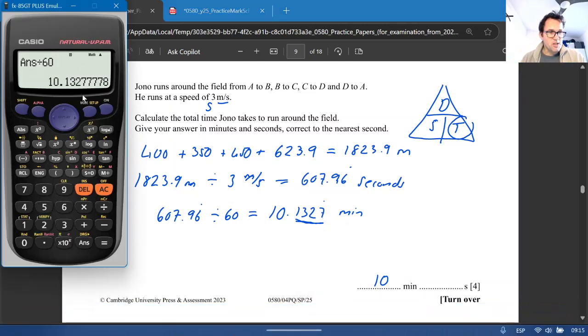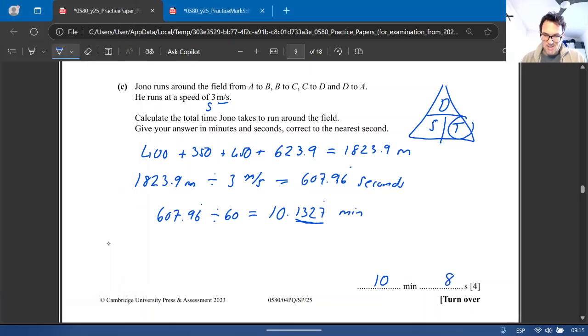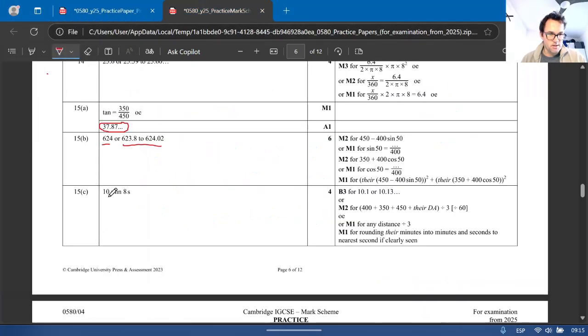So we need to say, what fraction of a minute is that? So first I'm going to take away the 10. This is a fraction of a minute, and a minute is 60 seconds. So we need to times that by 60. What is 13% of 60 roughly? 7.98 seconds, right? We round that to 3 significant figures and we get 8 seconds. So it's 10 minutes, 8 seconds. You see that? Yes, 10 minutes, 8 seconds. Does that make sense?